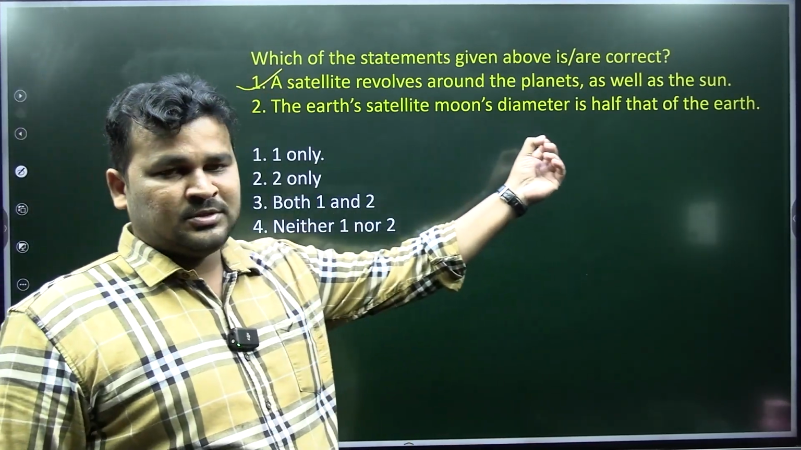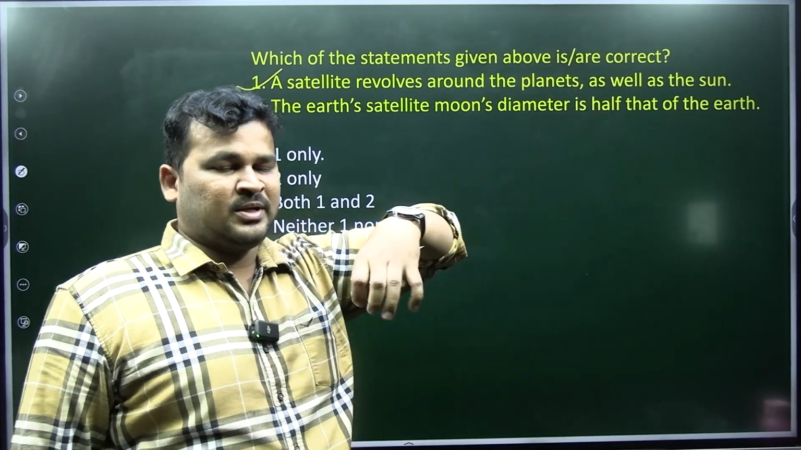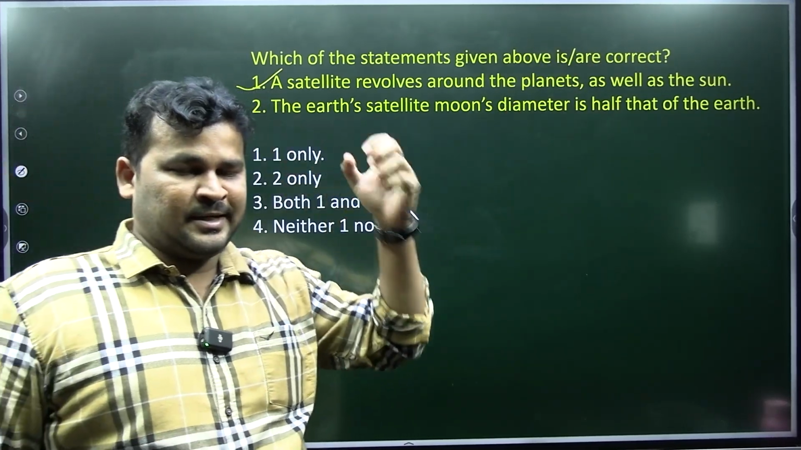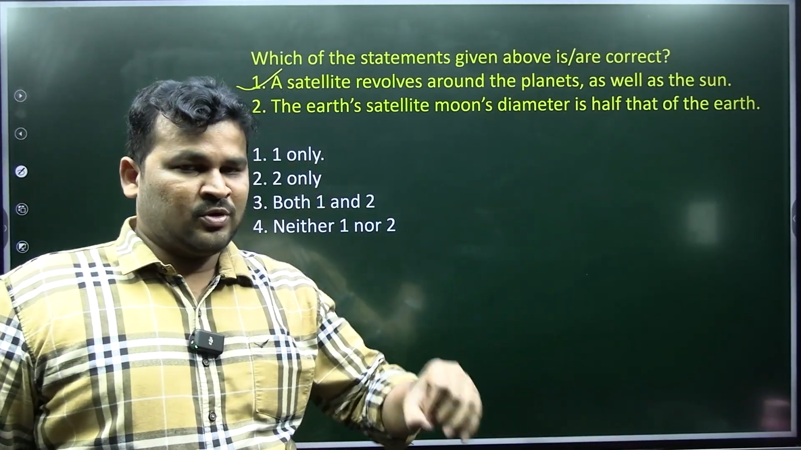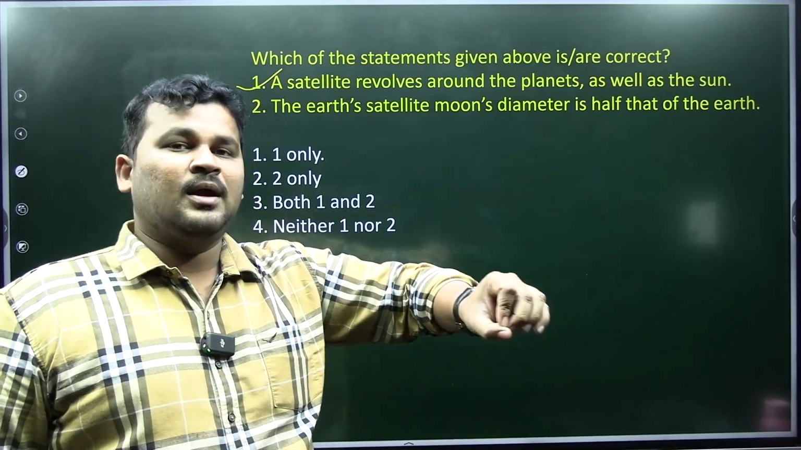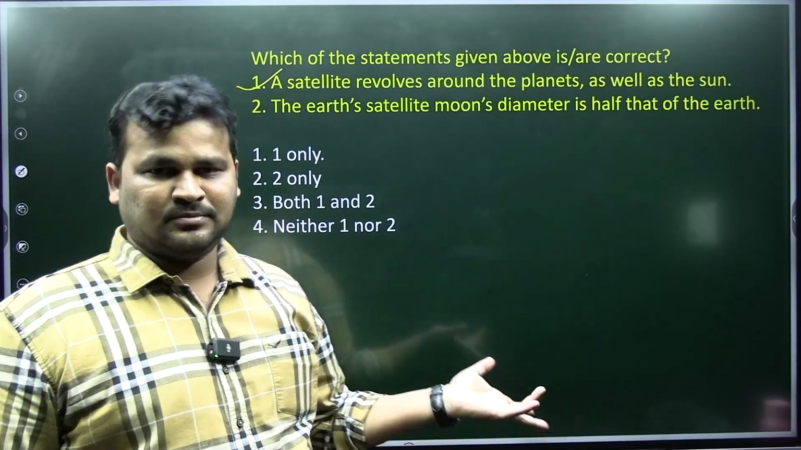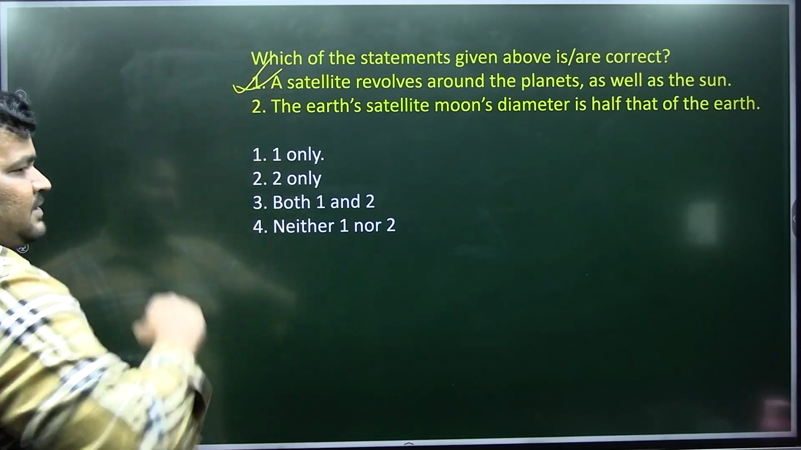So a satellite revolves around the planet. For example, the moon is a satellite of the Earth. So the moon rotates around Earth as well as around the sun. So here the final answer came.